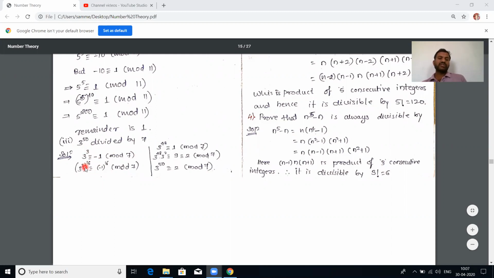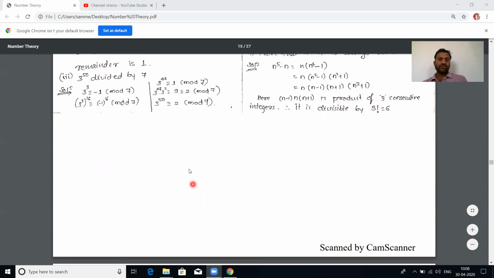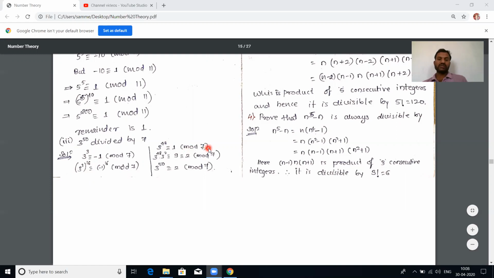Next, I will raise the power 16 on both sides. We have to get a number nearer to 50. So 16 3s are 48. If I raise 17, 17 3s are 51, we're getting larger than 50. We have to get smaller than or equal to 50. So I will raise the power 16 on both sides. 3 cube whole raised to 16 is congruent to minus 1 raised to 16 mod 7. Now minus 1 raised to 16 is plus 1. So here 3 raised to 48 is congruent to 1 mod 7.